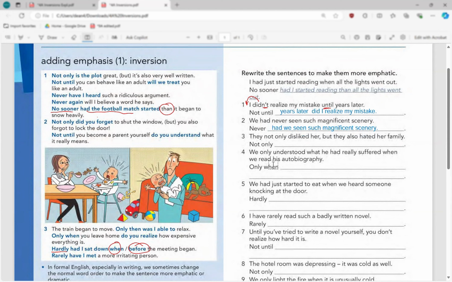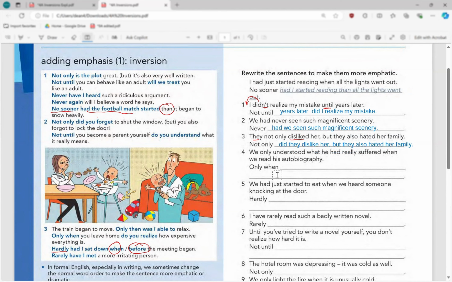Number three, they not only disliked her, but they also hated her family. So not only, they disliked, this is past simple. If I want to make inversion, I must get help from the auxiliary of past simple, which is did. So not only did they dislike her, not disliked, because I'm using did, so I must use the infinitive. Not only did they dislike her, but they also hated her family.